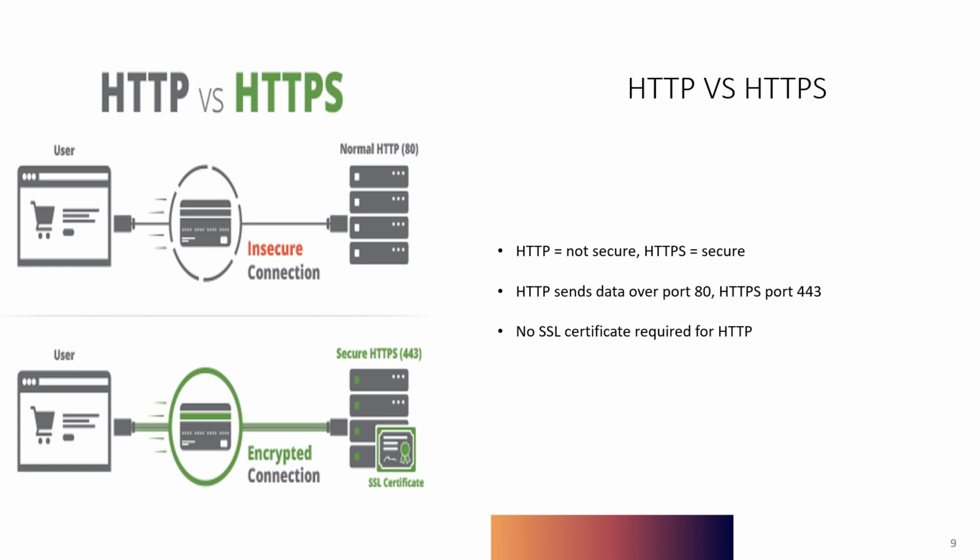HTTP sends data over port 80, while HTTPS sends data over port 443. HTTP operates in the application layer, whereas HTTPS is in the transport layer. There isn't an SSL certificate required for HTTP, whereas HTTPS does require an SSL certificate, signed by a certificate authority, also known as a CA.